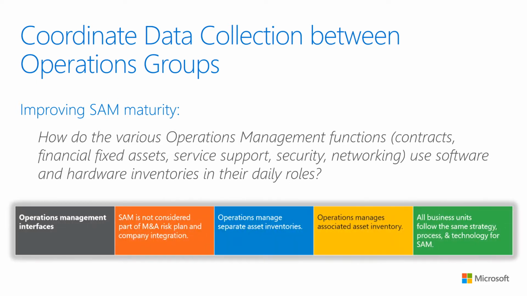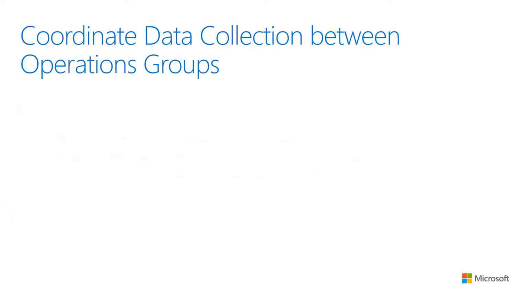And if we have a look at the SOM levels for this competency, we can see that at the basic level, SAM isn't even considered across the company, while at the standardized level, each group is managing separate inventories, improving to an associated asset inventory at the rationalized level. And finally, at the dynamic level, all business units are following the same strategy, processes, and technology for SAM.